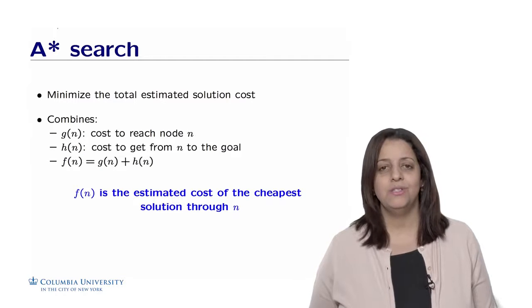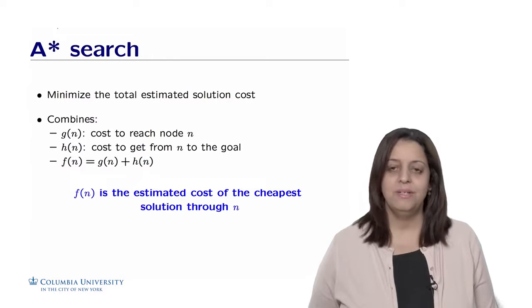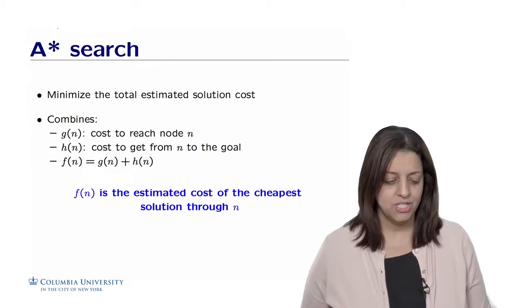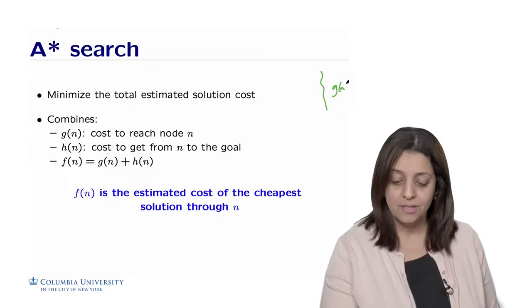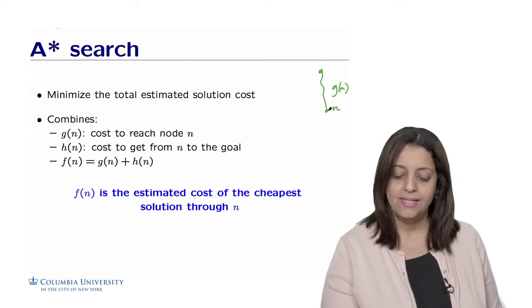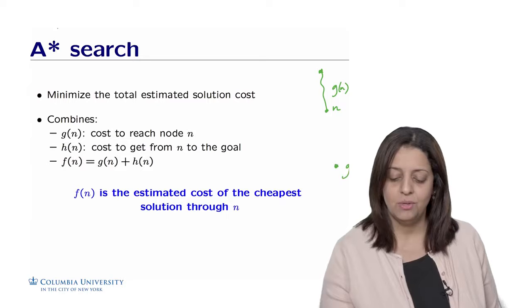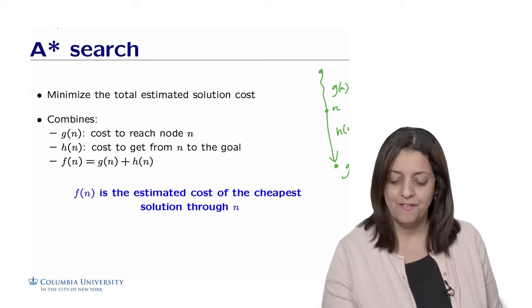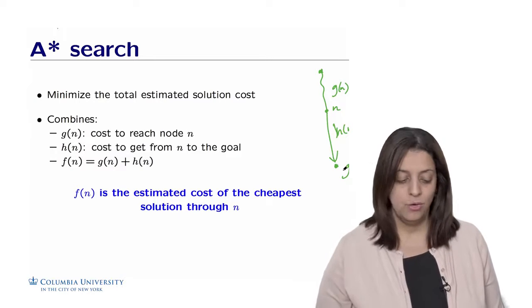search heuristic, but also the cost to reach the node N. To minimize the total estimated solution cost, we're going to combine what we call g of n, which is the cost to reach the node N. This cost is the real cost to go from the root to the node N. And starting from the node N, we want to be able to reach our destination or our goal. So we're going to use the heuristic that will give us an estimation of what would be the cost between N and the goal.